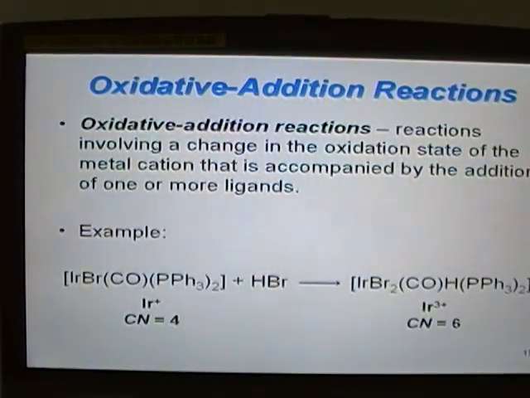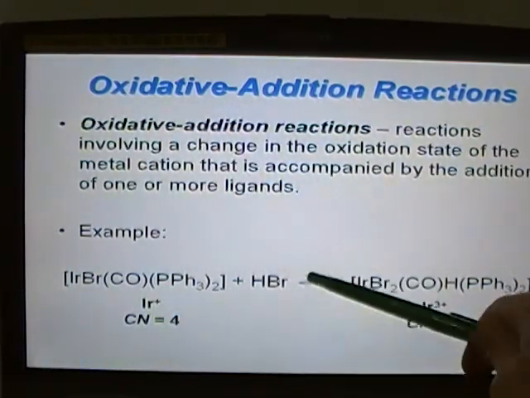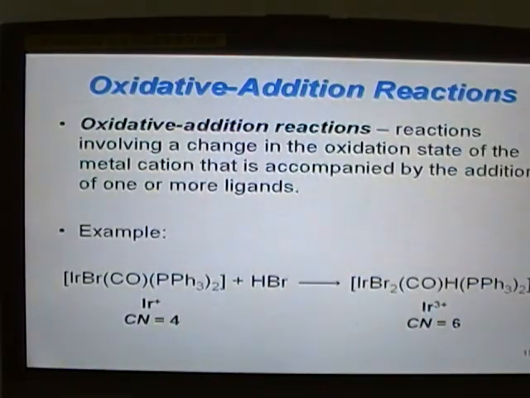So an easy example to look at here is where you have IrBr(PPh3)2 that has a coordination number of 4, and Ir has a 1+ oxidation state. When you add some HBr, you end up getting IrBr2(CO)H(PPh3)2. That gives you iridium in the 3+ oxidation state and increases the coordination number to 6.